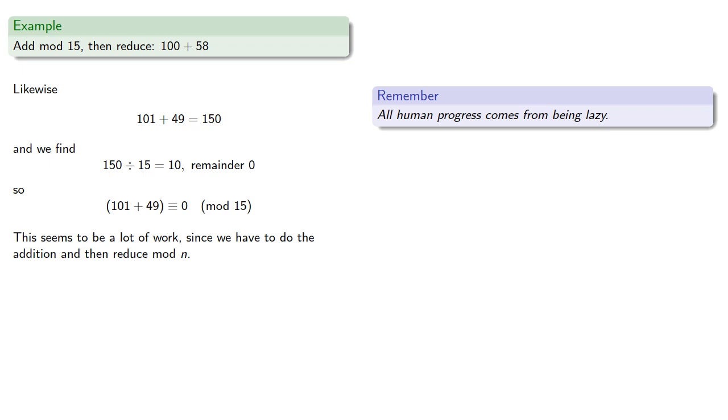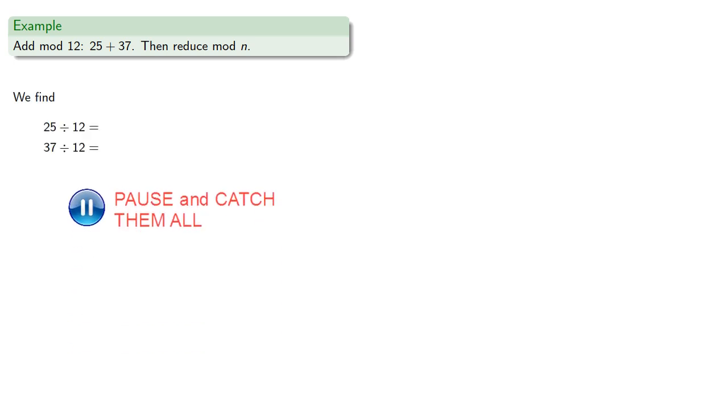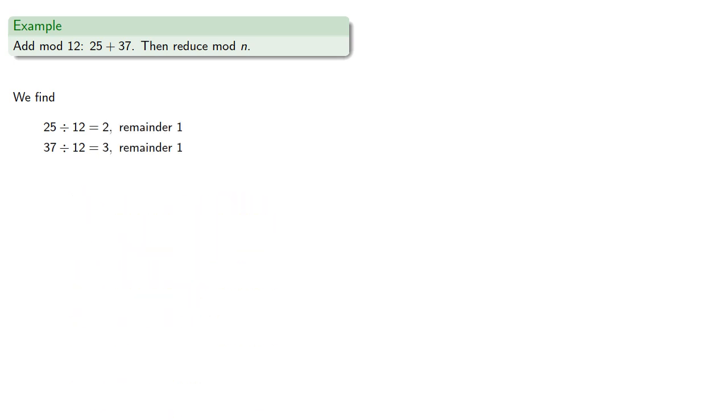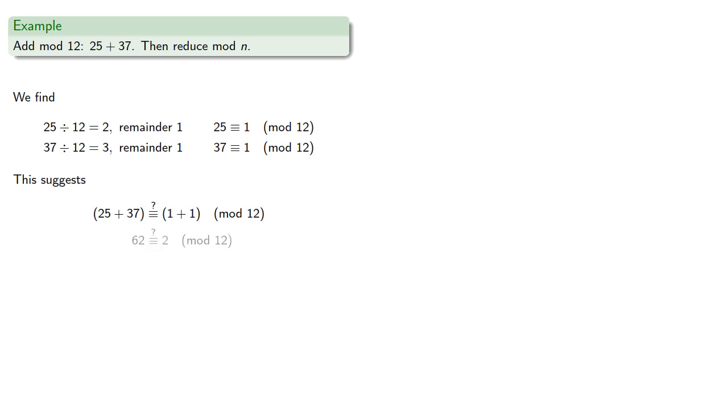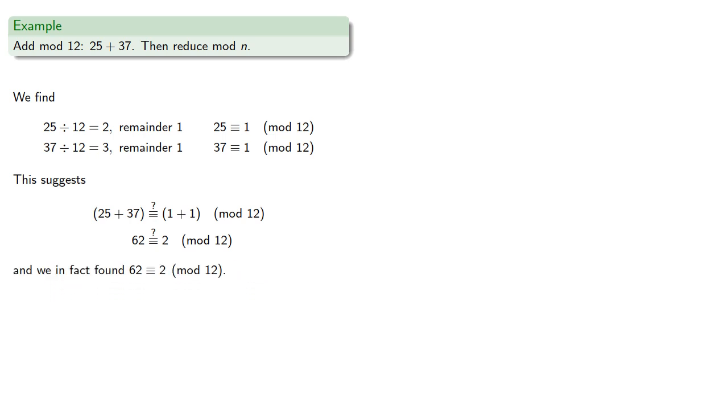Well, let's see what would happen if we reduced first. So for working mod 12, let's divide by 12 and keep track of the remainders. And we find that 25 and 37 are equivalent to 1 mod 12. And this suggests that maybe if I add 25 and 37, I might get the same result as if I add 1 and 1. In other words, maybe 62 is equivalent to 2 mod 12. And in fact, that's exactly what we found.